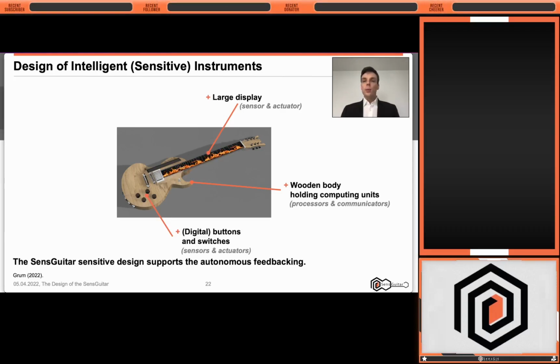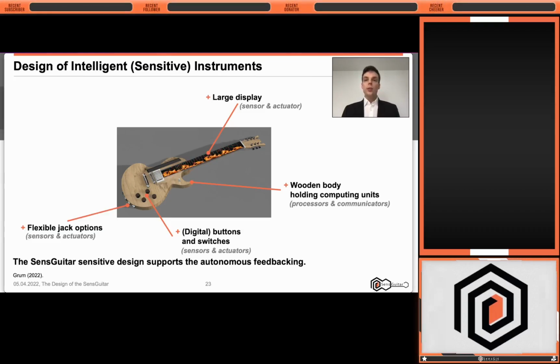Traditional buttons and switches have been integrated with the sensitive instrument design. This means that the buttons and switches can serve as both sensors and actuators. For instance, as the SensGuitar detects the button and switch configuration, the processing can be affected, such as the current sound design. These can serve as actuators if the SensGuitar modifies the button switch configuration autonomously.